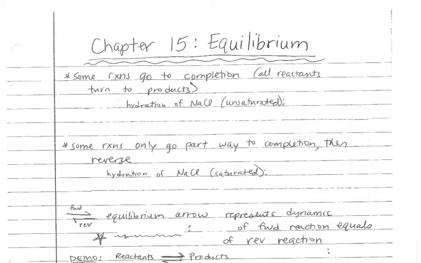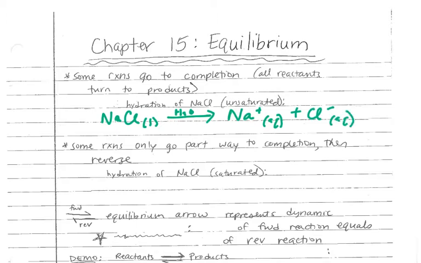Now, some reactions go to completion, meaning that all the reactants turn into products. And for the most part, we've mostly been working with those types of reactions when we write and see chemical equations. An example of this would be the hydration of sodium chloride in an unsaturated solution. We take some solid sodium chloride, and when we add it to water, H2O above the arrow, it dissociates completely into sodium ions that are aqueous and chloride ions that are aqueous. So all of the sodium chloride presumably dissociates.